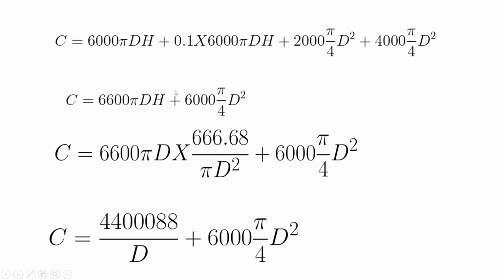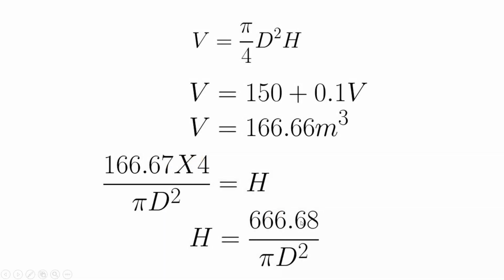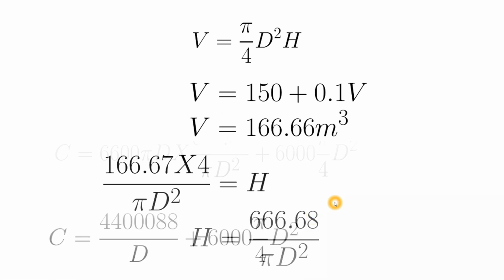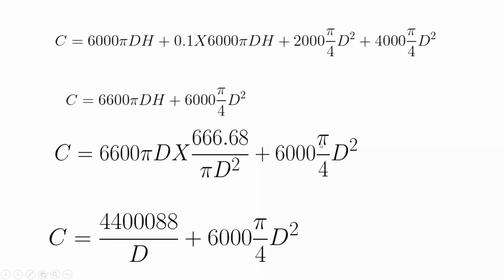So it is a total cost. After solving we will get 6600 pi dh plus 6000 pi by 4 d square. Now we just need to convert it in d. Since here is a h we will put the value of h, from here h is equal to 666.68 divided by pi d square. From this we get this equation.